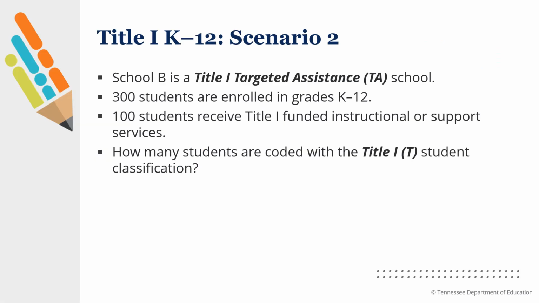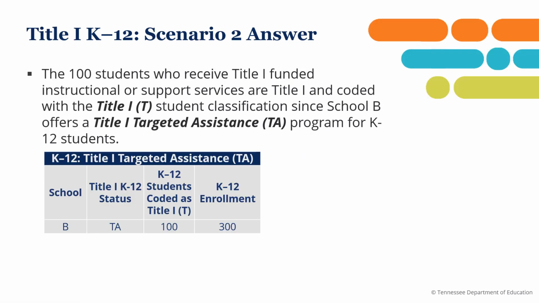K through 12 scenario 2. School B is a Title I targeted assistance school. 300 students are enrolled in grades K through 12. 100 students receive Title I funded instructional or support services. How many students are Title I and coded with the Title I-T student classification? The answer, the 100 students who receive Title I funded instructional or support services. Again, the services are targeted. These 100 students are Title I and coded as Title I-T. The other 200 students in the school do not receive Title I funded services, therefore they are not Title I.